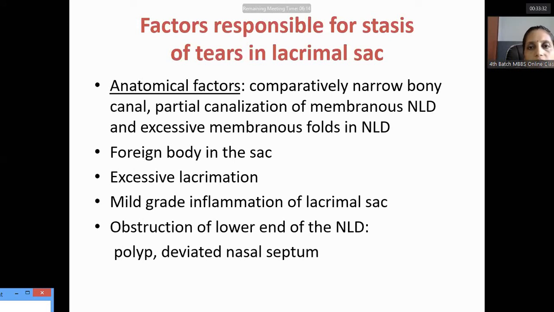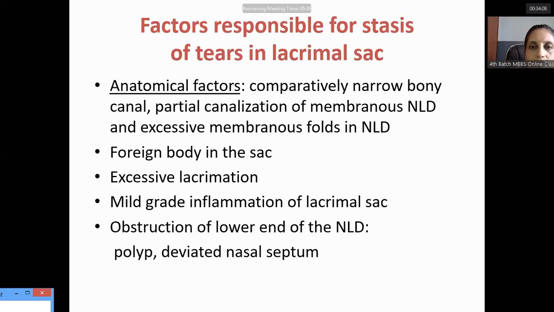So anatomical factors are a comparatively narrow bony canal, partial canalization of the membranous NLD, and excessive membranous fold in the NLD. Why are these anatomical factors more common in the female? It is said that these factors can be more common in the female, so that chronic dacryocystitis is more common in the female. So what are the anatomical factors?